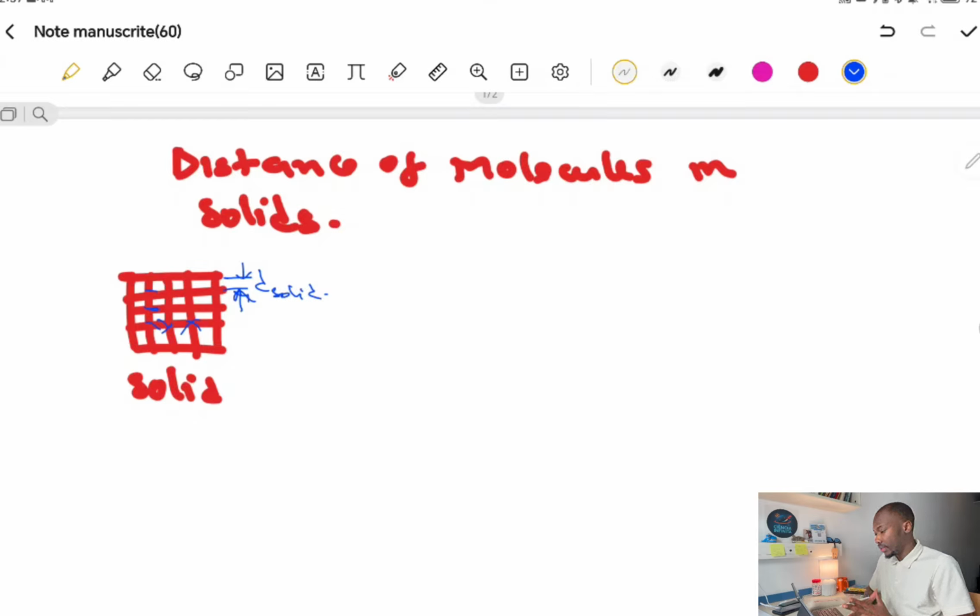I've done the calculation before. If you didn't see it, you can go back to the previous videos and you will see the computation of the distance of molecules or atoms in liquids and gases. Now it's for solids.